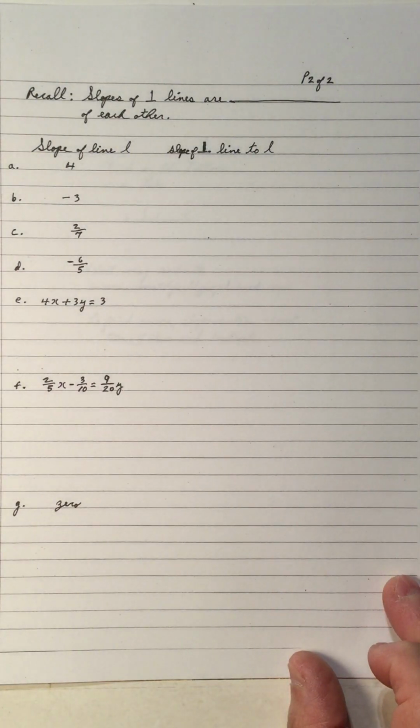Hi, welcome to my new unit on the equation of a normal line to a curve. And the normal line is perpendicular to a tangent. So in this first video, we'll review the slope of perpendicular lines as a recall.